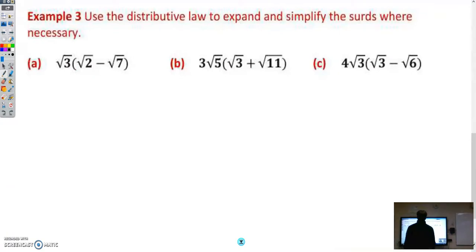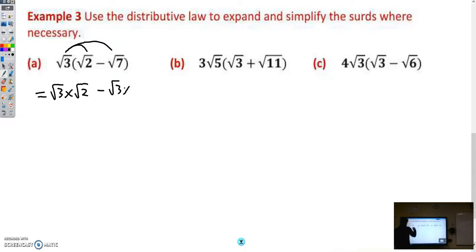The distributive law is just another way of applying multiplication. So the same will still apply. We're going to have root 3 times root 2. We're going to have root 3 times negative root 7. Okay, I'll rewrite that out. So we have the square root of 3 times the square root of 2, take away the square root of 3 times the square root of 7. Carry out those multiplications, we're going to end up with the square root of 6, take away the square root of 21. As they cannot be simplified to have a common or like term, that is where we leave our solution.